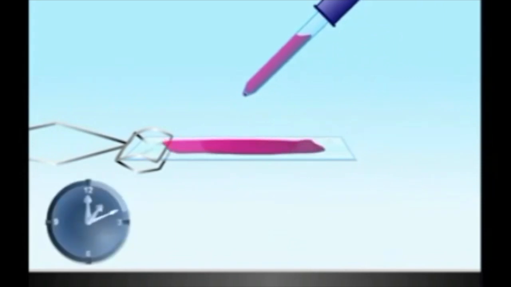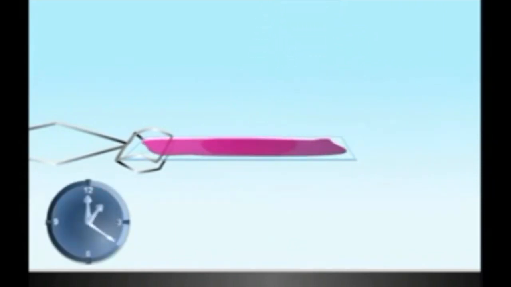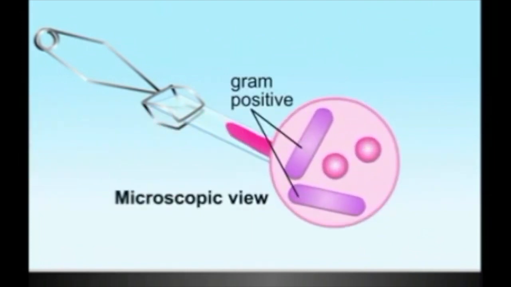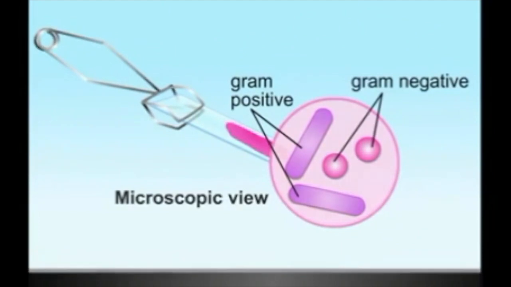Finally, the rinsed cells are covered with the counterstain safranin for 20 to 30 seconds. This stains the gram-negative bacteria pink. After rinsing with water, the slide is dried with filter paper. When viewed microscopically, the gram-positive bacteria are purple and the gram-negative bacteria are pink.